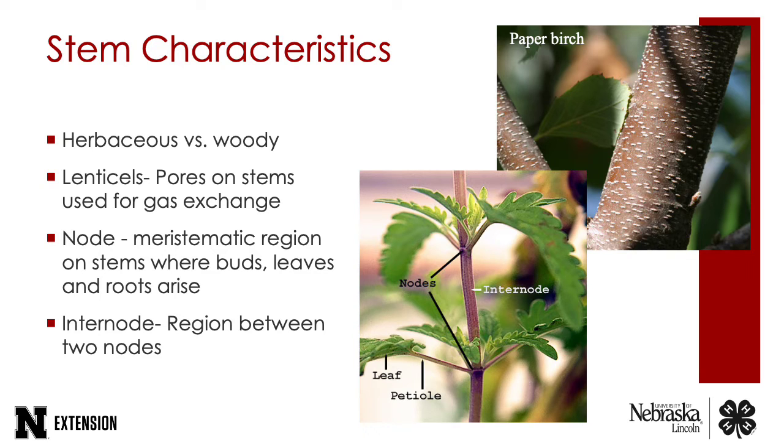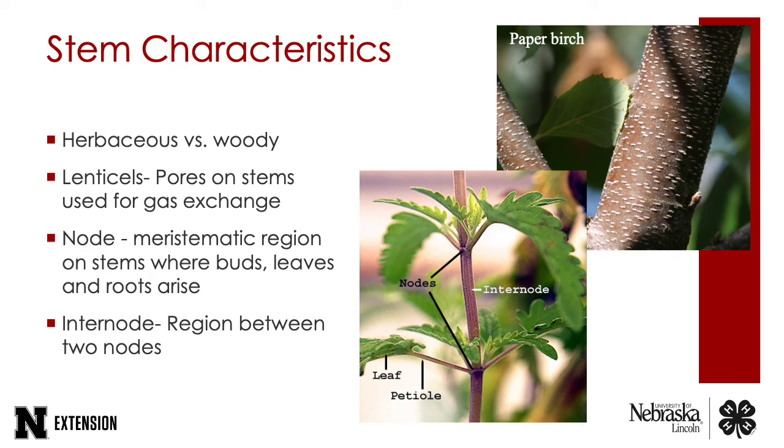Another important term is the term lenticel. Lenticels are another structure in woody stems that allow for gas exchange. And here on this paper birch stem, we see all of these little white structures. These are lenticels. In some plants, lenticels are very easy to see, as in this example. In other types of bark, they're much more difficult, if not impossible, to see. But they should not be confused for some type of a disease or an insect. In this case, this is actually a natural structure.